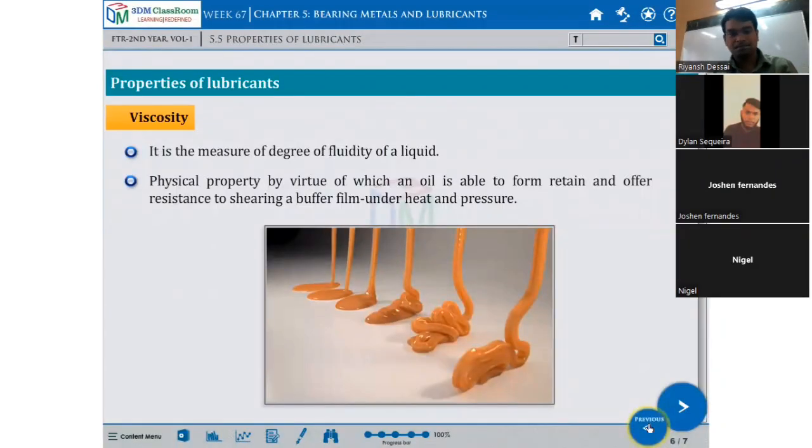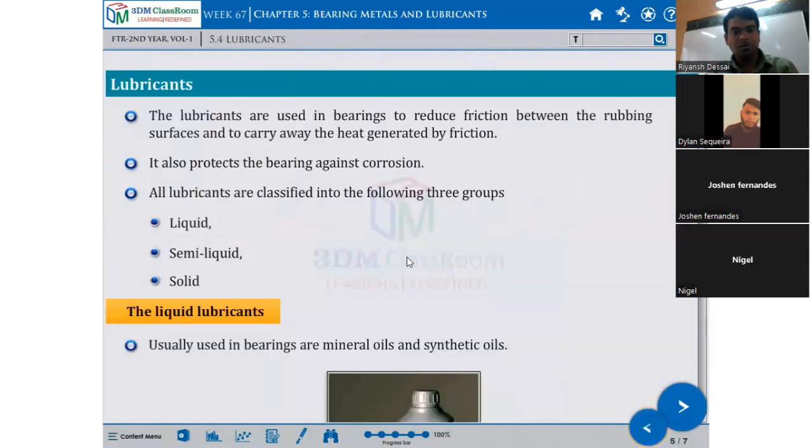Lubricants. Lubricants are used in a bearing to reduce the friction between the rubbing surfaces, and to carry away the heat generated by the friction, which we already discussed. So basically, a bearing requires lubrication, which we have mentioned already in the bearing topic.